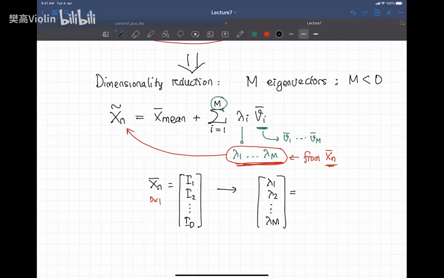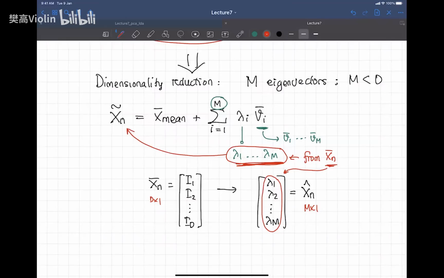Yeah, this one is not exactly xn, but I don't really have another way to write it. So maybe x hat, another approximation. Okay. So xn hat is actually m by 1. And this, as I mentioned again, is a representation of xn, because it's taken from xn.